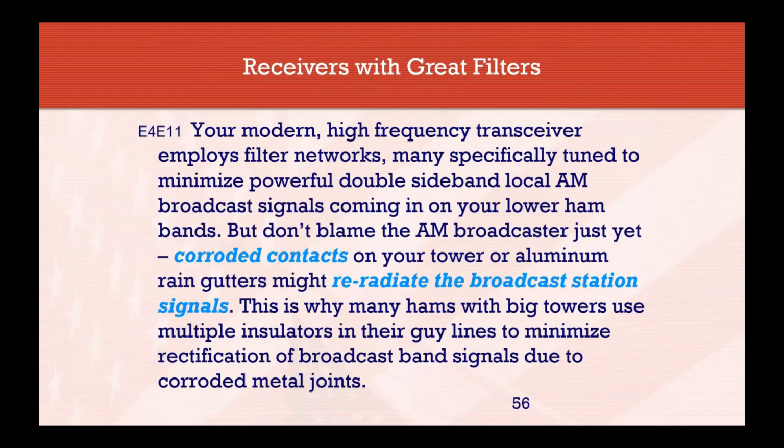Corroded contacts. When wires are twisted together, for example, and they start to corrode, they create a diode type component, really, and that will take an AM broadcast, rectify it, and then allow it to rebroadcast, which can cause you a whole lot of crazy noise. So what they're looking for is corroded contacts can re-radiate broadcast station signals.